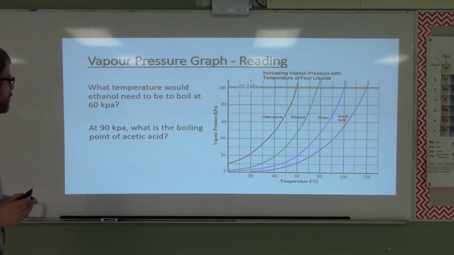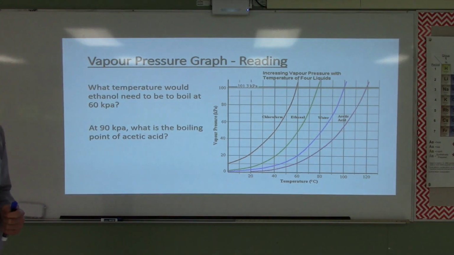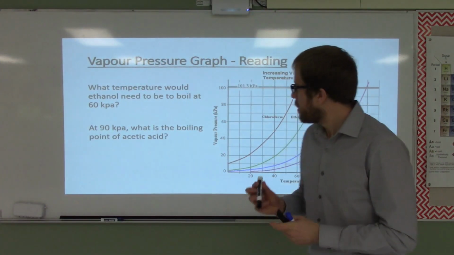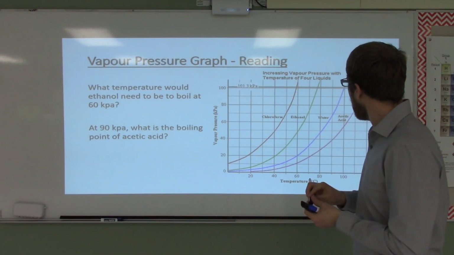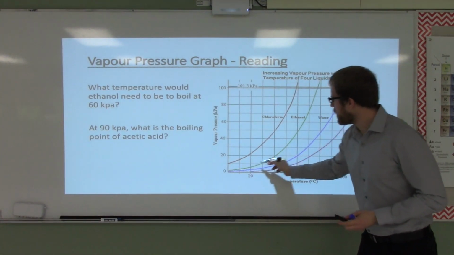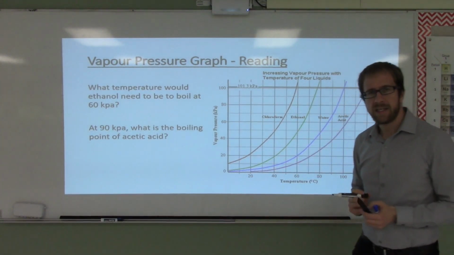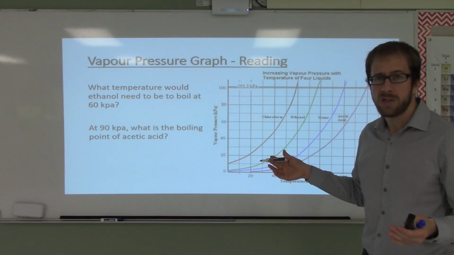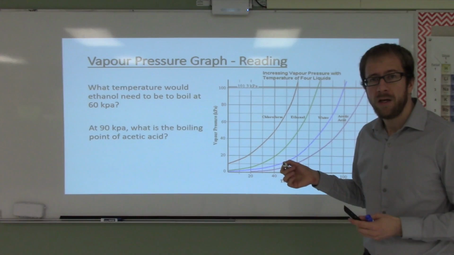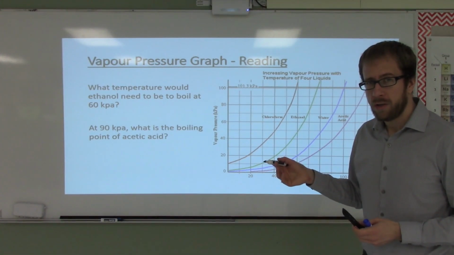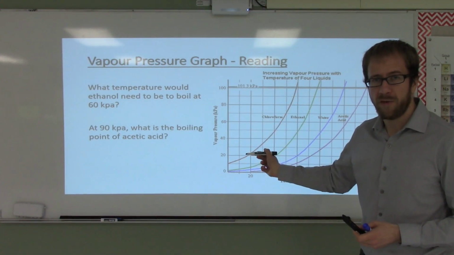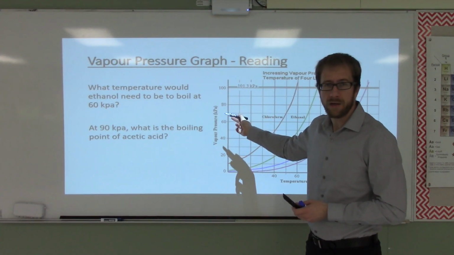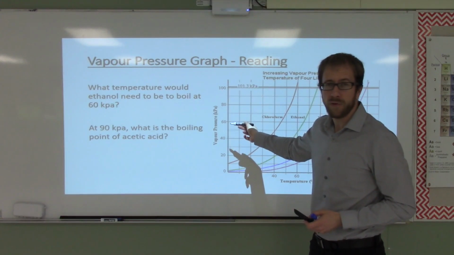So what temperature would ethanol need to be to boil at 60 kilopascals? So ethanol is this green line here, and it's saying if your atmospheric pressure was 60 kilopascals, what temperature would you need? So to boil, vapor pressure must equal atmospheric pressure. So our vapor pressure must be 60 or greater. At what temperature is that true for ethanol?